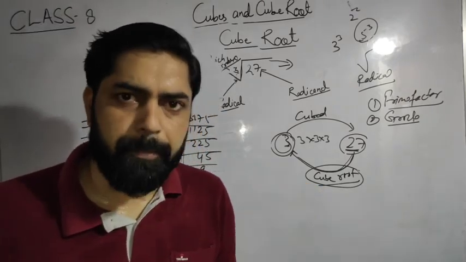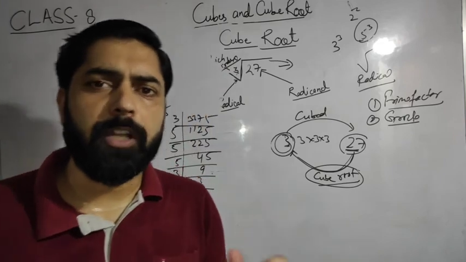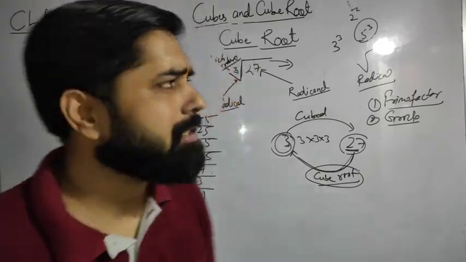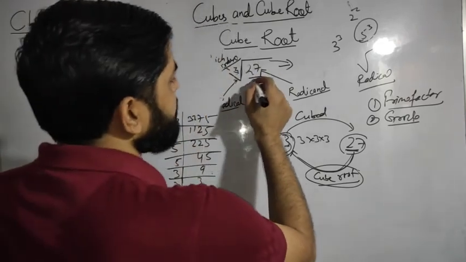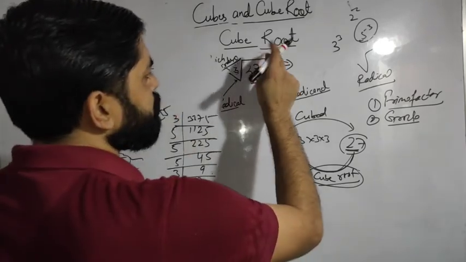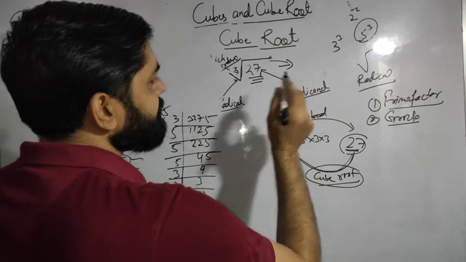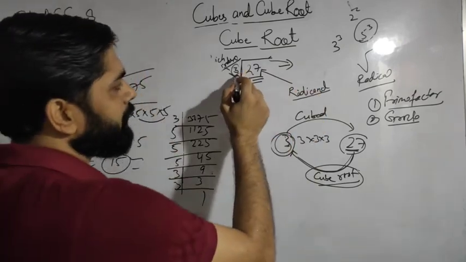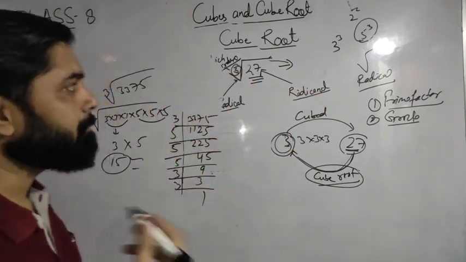So this was all for today. I hope you understand the cube root and how to find it easily. Just find it by the prime factorization method. And you know this is the cube root symbol, this is the radical, this is the radicand, and this number is known as the index or power.